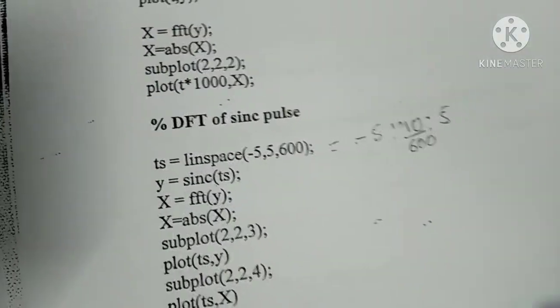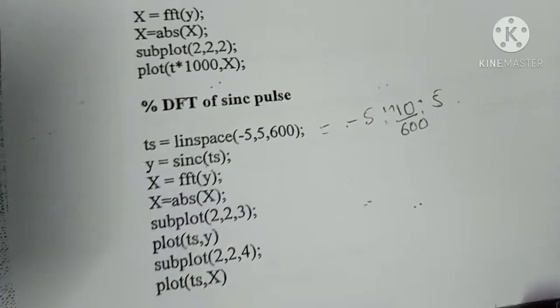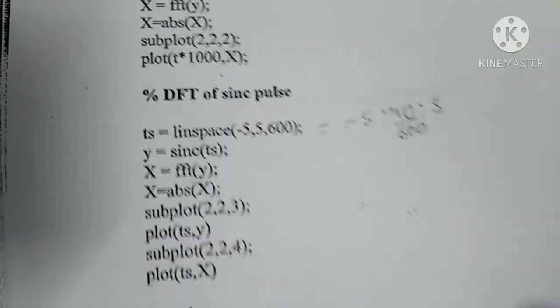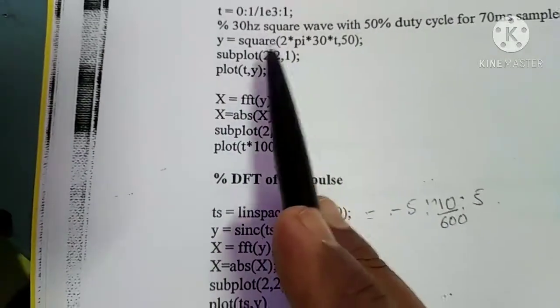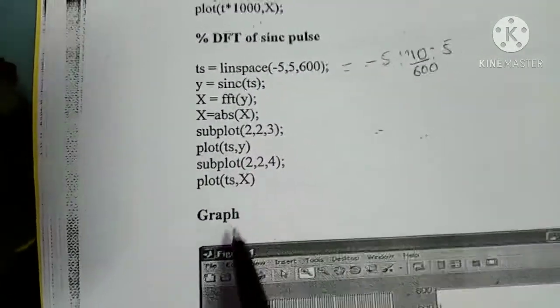So for every 1 by 60th value we are getting the values, 600 values in total, and we are plotting these values. We are taking the signal, taking the FFT of this and displaying it. That's all.